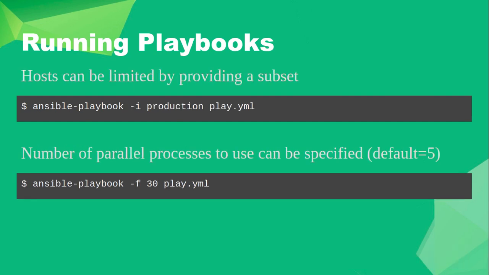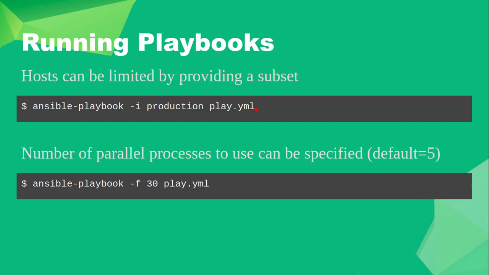Now, how to run these playbooks? Hosts can be limited by providing a subset. On which host you want to run this can be given from the command line. You can create one small inventory file which could be a subset of the original inventory file, and then that could be input for your ansible-playbook command as well as your playbook file.